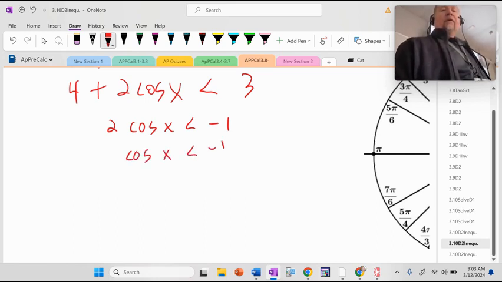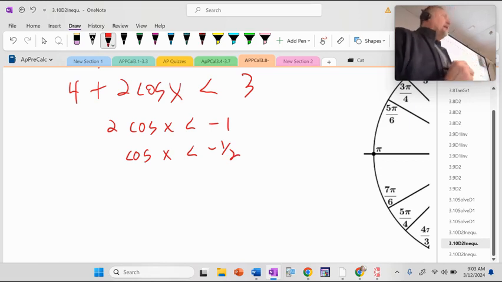Earlier in class. Okay, then that's what I got. So my cosine of x is less than negative a half. Where does that occur? Now we're going to the unit circle without copying. And honestly, I would do this every question for practice.